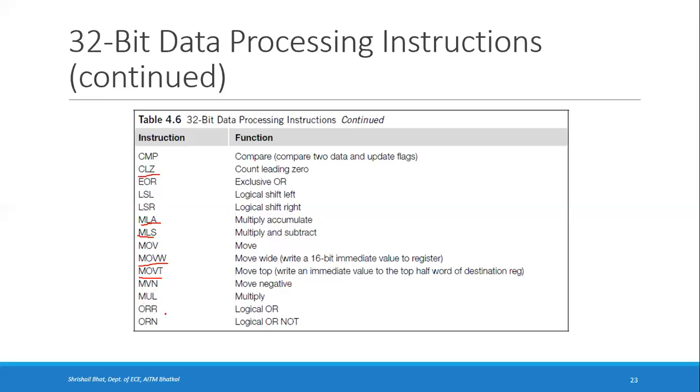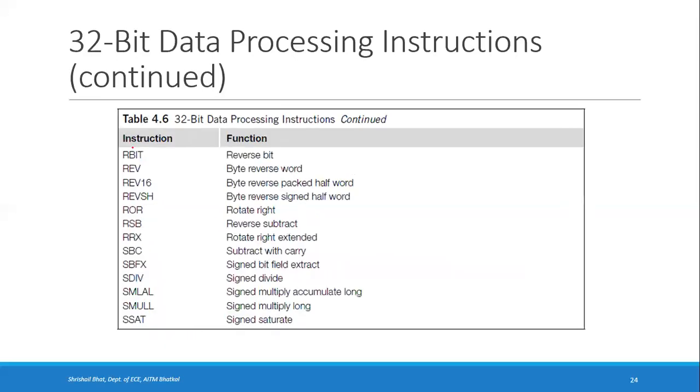ORR is logical OR, ORN is logical OR NOT, meaning it will perform OR on the NOT of a register. RBIT is reverse bit, REV is reverse word, REV16 is reverse half word, REVSH is reverse signed half word. ROR is rotate right, RSB is reverse subtract.